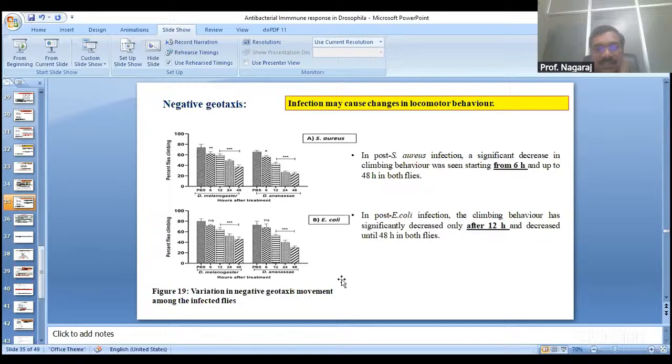Definitely we got these results, like in post SRS infection, a significant decrease in the climbing behavior, whereas in E. coli infection, we could see this negative geotaxis after 12 hours.